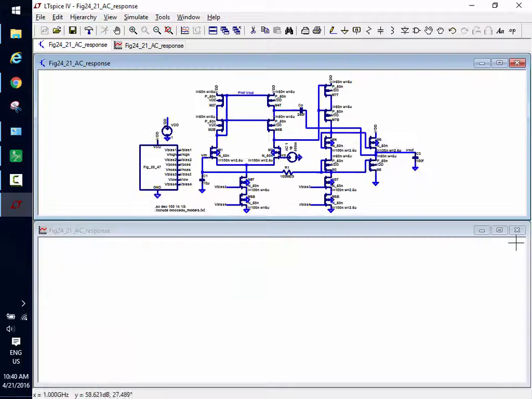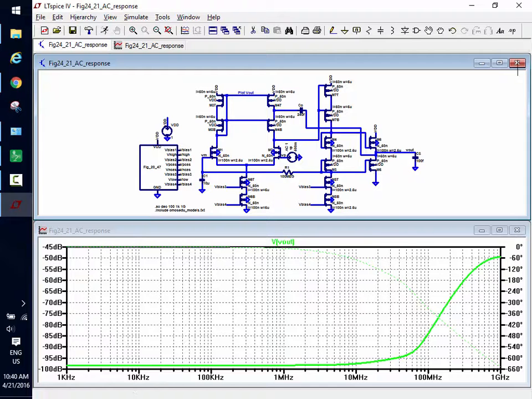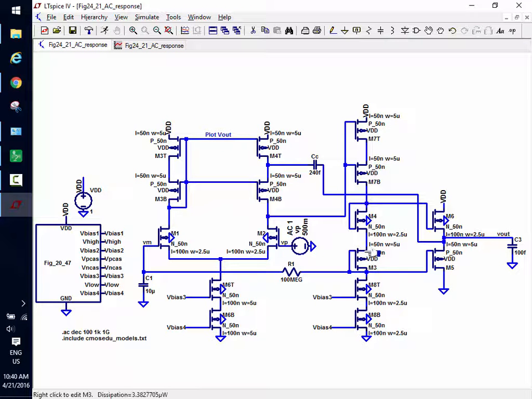Let's hit run. Oops, I don't have something biased up right. Let's see what I did wrong. That's right, my second stage. You did something wrong then. Oh, what did I have wrong?